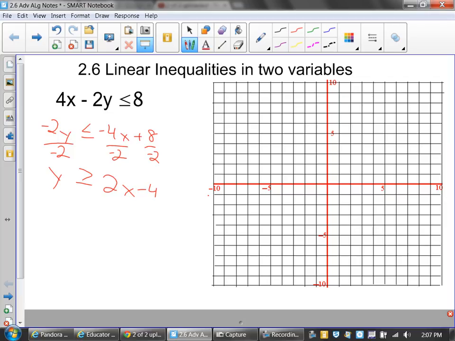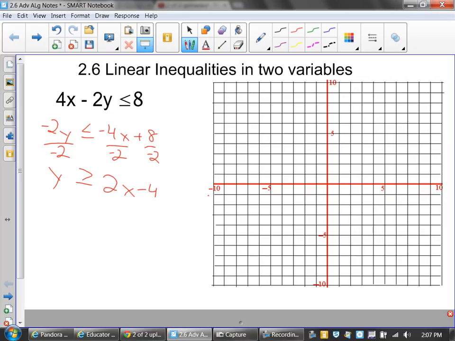Yes, sir? Can we just switch the 2y to the other side and then switch x? You can do that as well. The only reason I do it this way is that then you'd want to read it backwards, and I'll explain that in a little while. Yes, sir? Why does it flip? It flips because when you're dividing by negatives, you're looking for a new truth. It's kind of weird how you want to explain it.